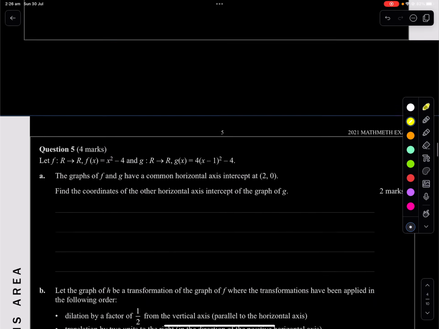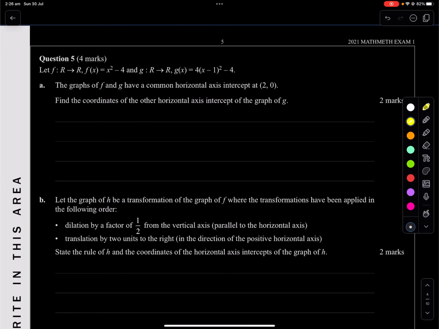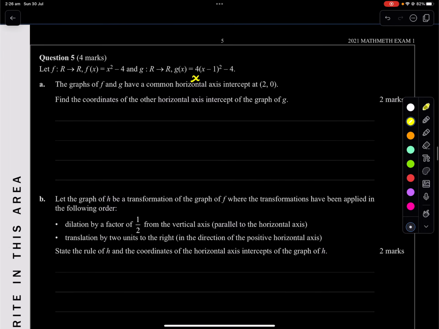1 mark. Nice. So let f of x, g of x equal this. The graphs of f and g have a common horizontal intercept, and horizontal just means x-intercept, so a common x-axis intercept at x equals 2. Find the coordinates of the other horizontal intercept of the graph of g of x.